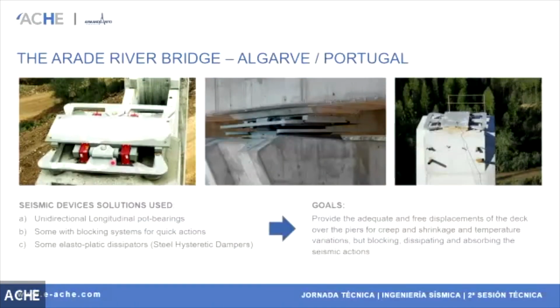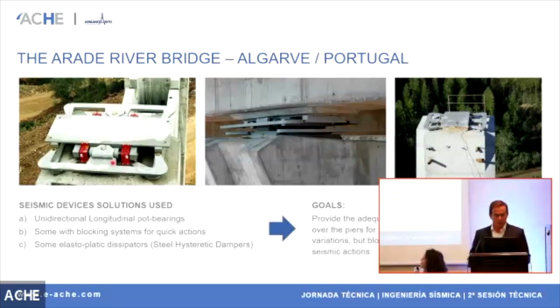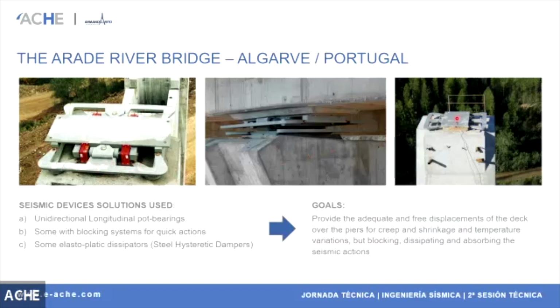So for this, we tried to use conventional bearings, but it was not possible. So we had to use some blocking systems in some piers and also some elastoplastic dissipators with steel hysteretic dampers, as you can see here on these bearings. This deforms and dissipates the energy, and the goal was to provide adequate and free displacements for the deck, for the service actions, permanent actions and temperatures, but blocking, dissipating or absorbing the seismic actions with these devices. This is an iterative process, of course. You have to test different configurations to achieve what you think is the best solution.